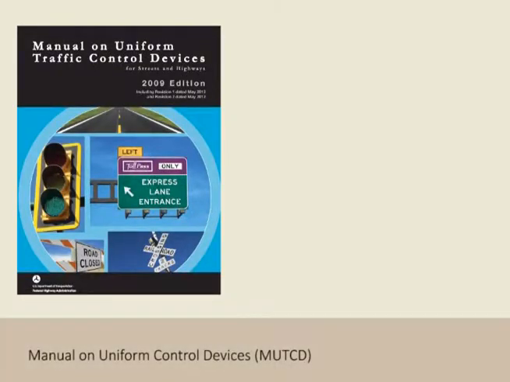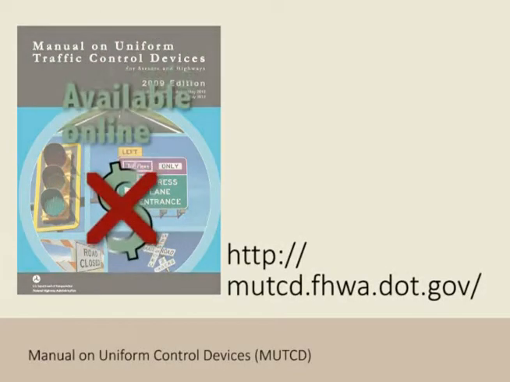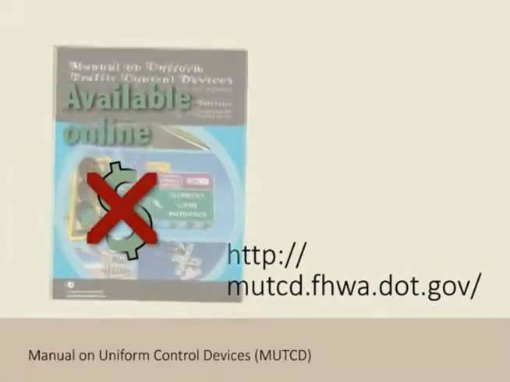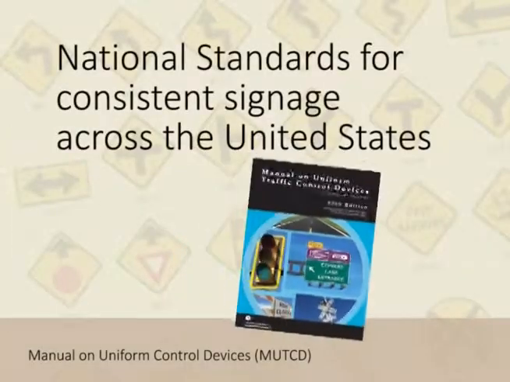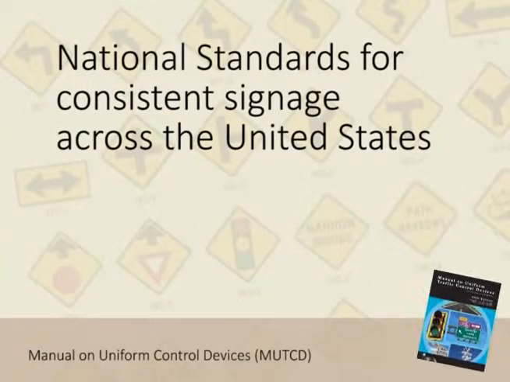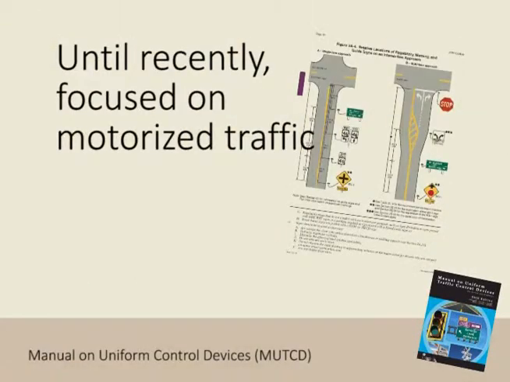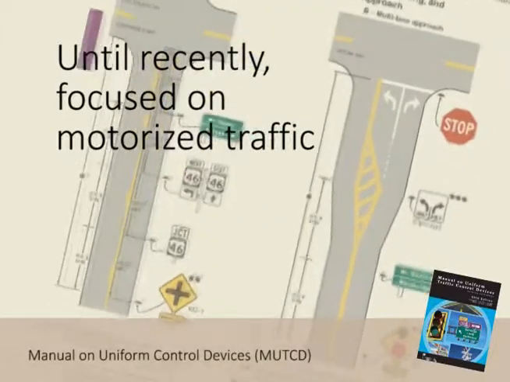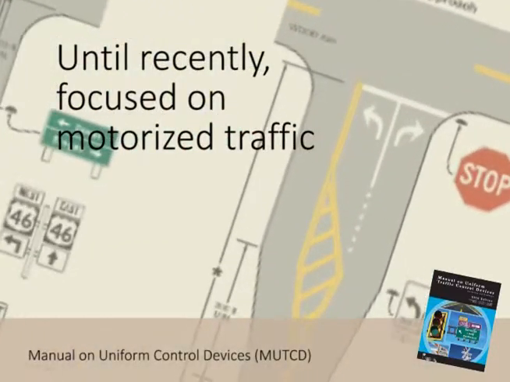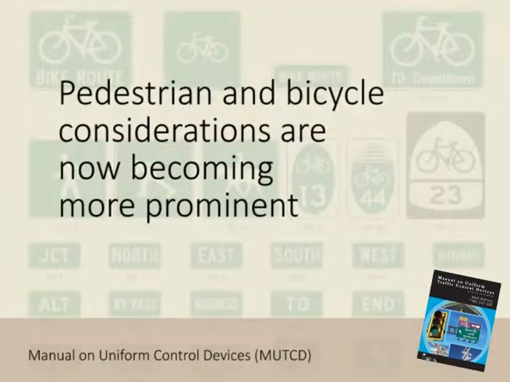The Manual on Uniform Traffic Control Devices, or MUTCD, is available at no cost and can be found at the URL listed below. The idea behind the MUTCD is to create national standards which enable road users to see consistent signage when traveling across the United States. Until recently, this document primarily focused on motorized traffic. Pedestrian and bicyclist considerations are now becoming more prominent.